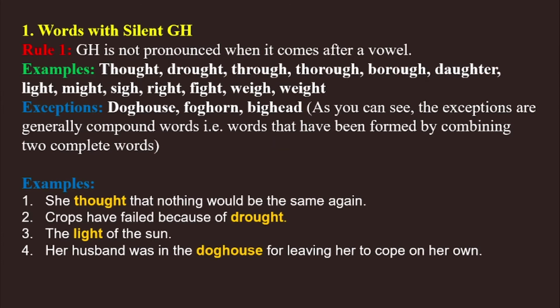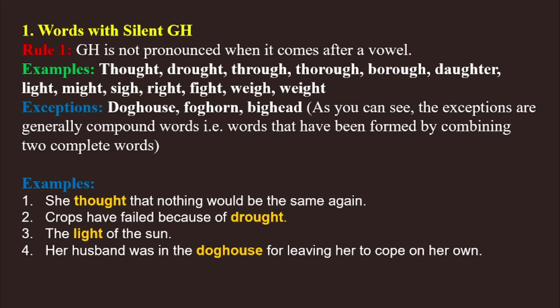Let's look at the first word with silent GH. Rule number 1. GH is not pronounced when it comes after a vowel. Examples: thought, draught, through, thorough, borrow, daughter, light, might, sight, right, fight, wait.